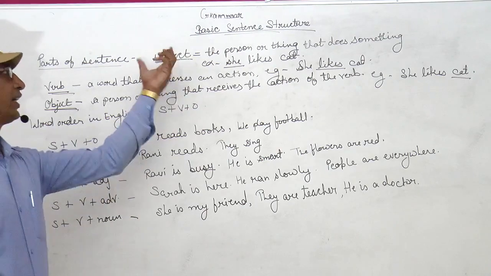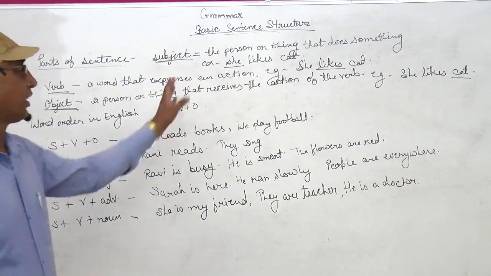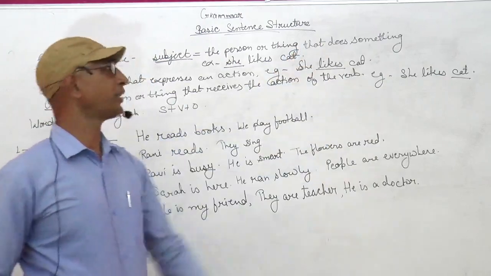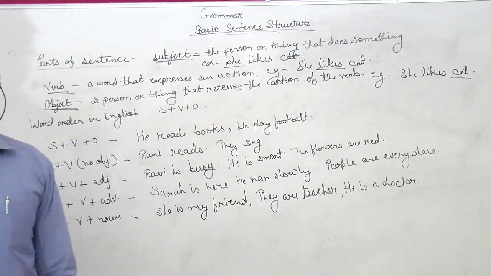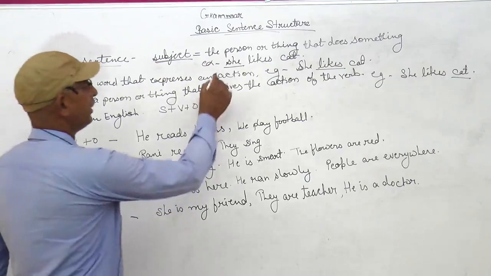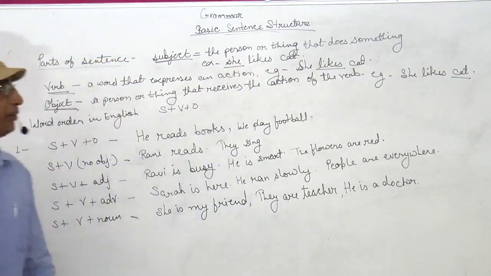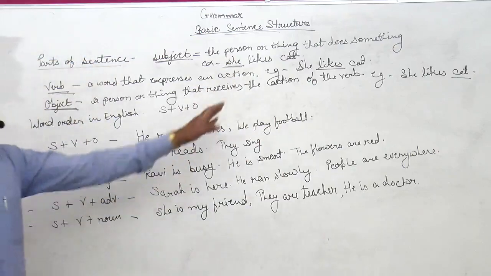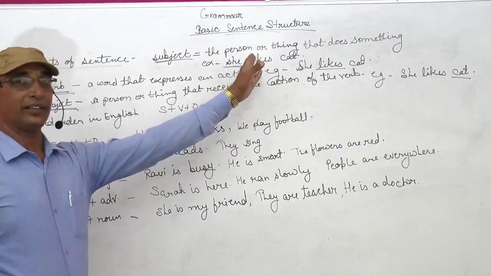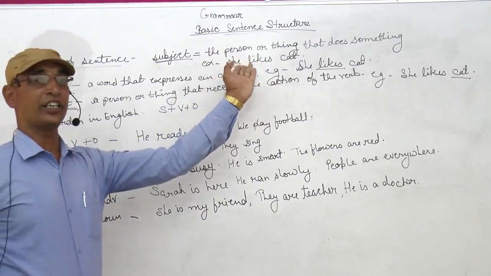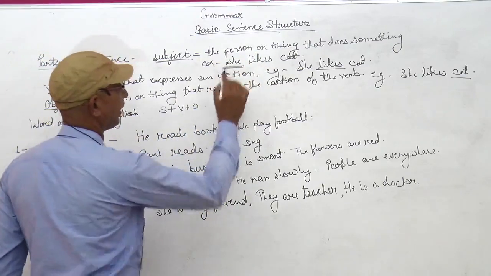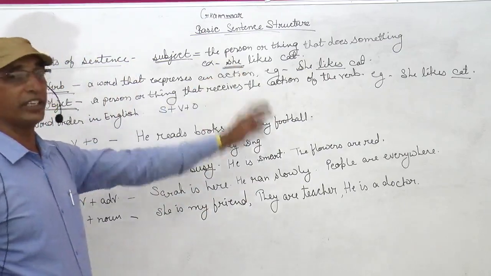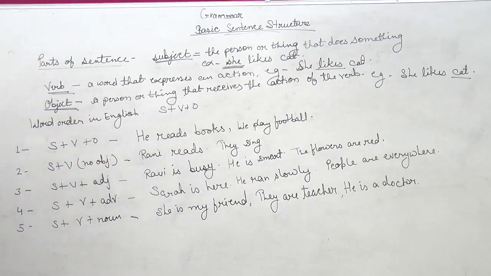What do we understand by the subject? Subject is the person or thing that does something in the sentence. For example, she likes cat. Here the word she is subject because the work of liking is done by she. So it is the doer of the action. So here the word she is the subject in the sentence.